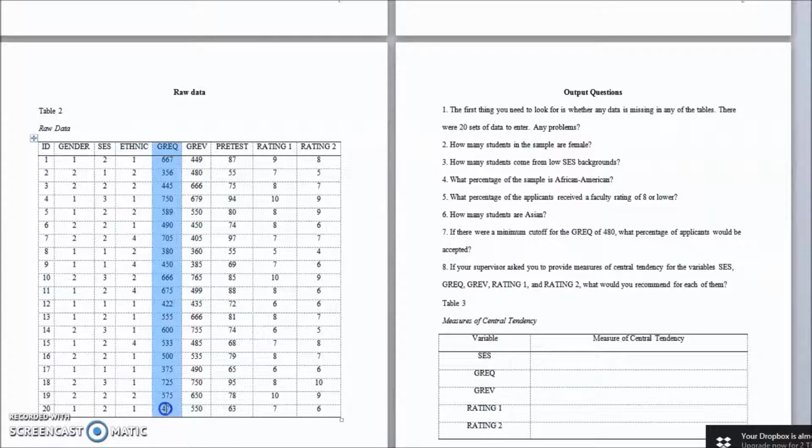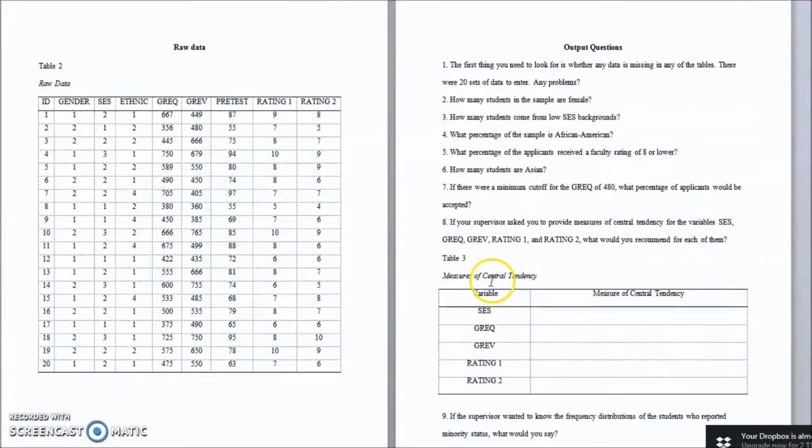You calculate how many have 480 and above. Then what are you going to divide it by? What is the total number of participants? We are only looking at this one, so that is 20. And to find the percentage, you multiply it by 100. Yes, you guys have got it. Very good. Very nice. So now let's go to the next question.